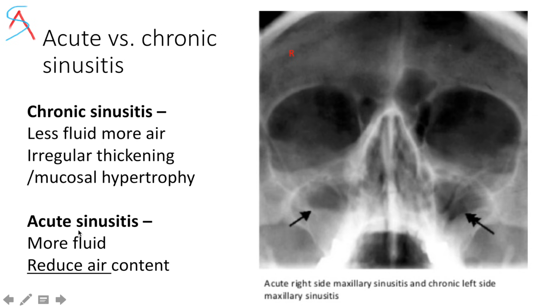Just remember that acute sinusitis will have less air content. Like you can see here, the right side is acute and the left side is chronic, so you can compare very easily. The volume of gas looks black in the X-ray, so the volume of gas is less. The volume of fluid or secretions is more in acute sinusitis, while in the chronic on the left side here you can see the gas is more and the fluid is less. Just remember this. This is how you differentiate between acute and chronic sinusitis.